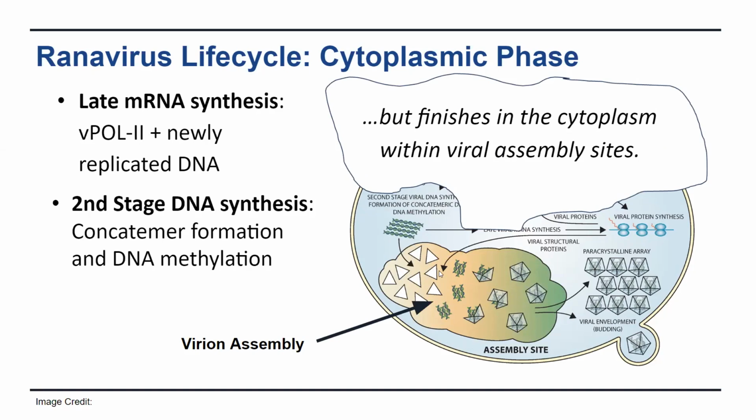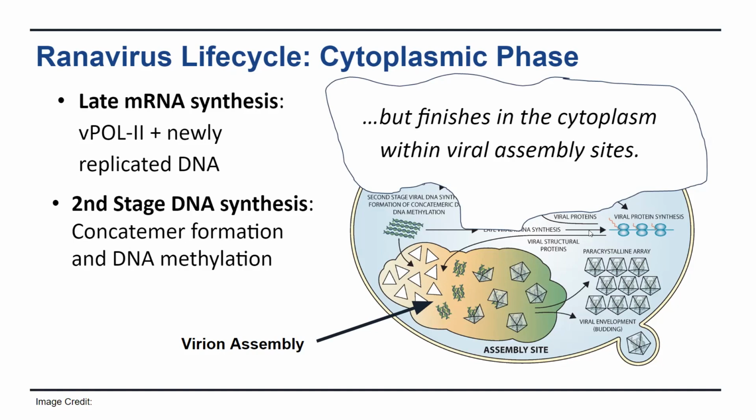And the viral assembly site is an interesting structure. I'll show an EM of it in a few minutes. But the assembly site is the site of second stage DNA synthesis, in which the viral genome is formed into a large multi-branch concatemer. It's also the site of late viral transcription, and it's also the site of capsid formation. So you've got concatemer formation taking place, you've got late transcription taking place, and you've got virus assembly taking place.